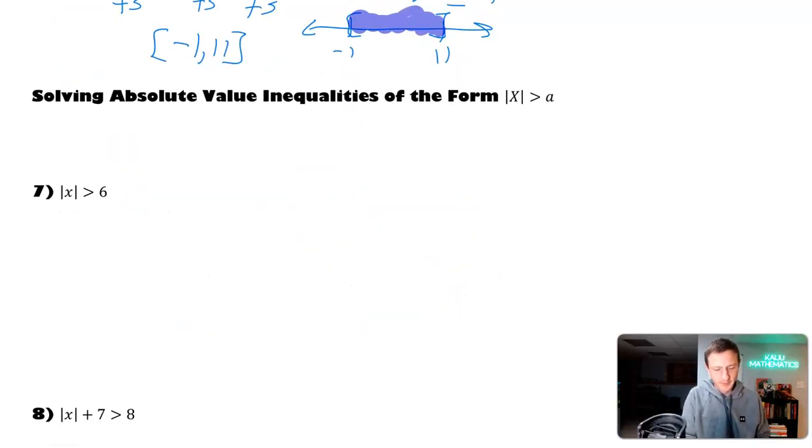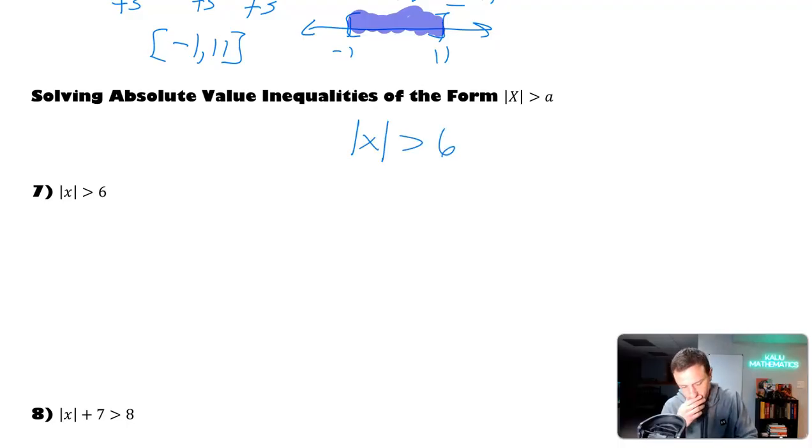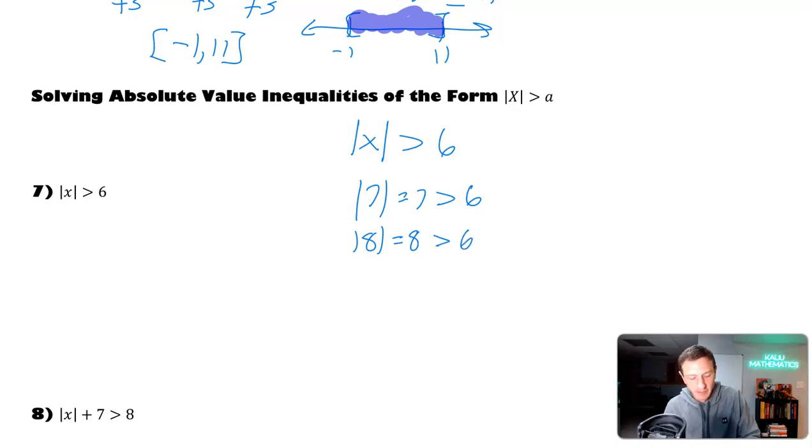Next form, solving absolute value inequalities of the form absolute value of x greater than a. So in this case, we want it to be greater than a value. So if I were to think about, let's use this example here, the absolute value of x greater than 6. Think about the x values that are going to be greater than 6. X values greater than 6 are 7, absolute value of 7 is 7, 7 is greater than 6. Absolute value of 8, 8 is greater than 6.